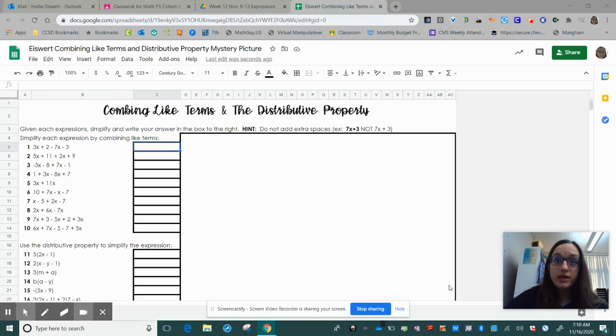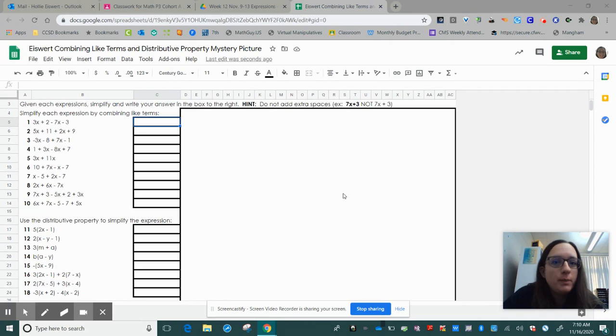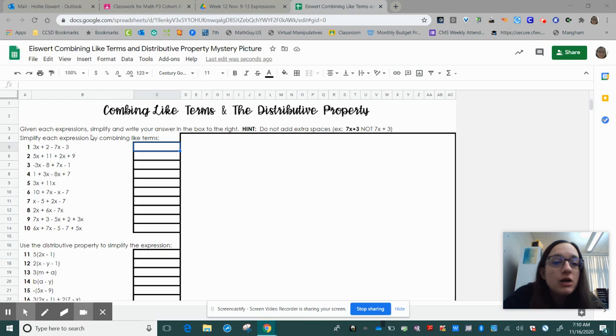Good morning. Today we have a little bit of practice, but what's neat is that as you answer each question, a piece of a picture will start to appear. But notice, each expression says to simplify and write your answer in the box to the right. So here are the boxes where you type in your answers. And I've done the first one in each section for you already. That's already in there, so you already start to see some colors, but we'll walk through those.